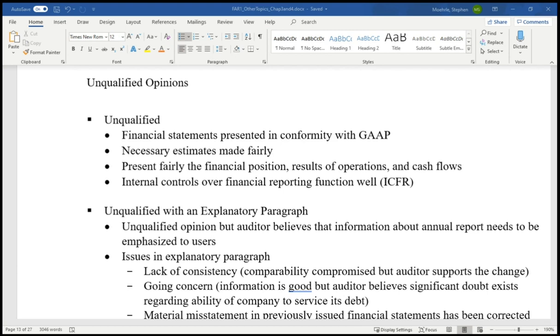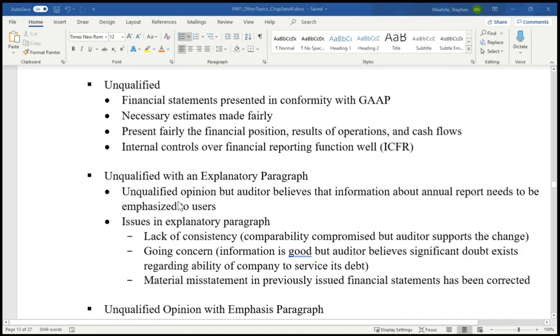That's an unqualified opinion. Oh, by the way, most opinions at companies are unqualified. A few are unqualified but have an explanatory paragraph or an emphasis paragraph. Let's see what explanatory paragraphs might look like. These are unqualified opinions, but the auditor believes that information about the annual report needs to be explained to users.